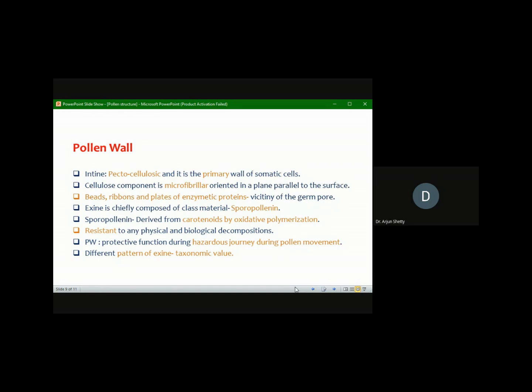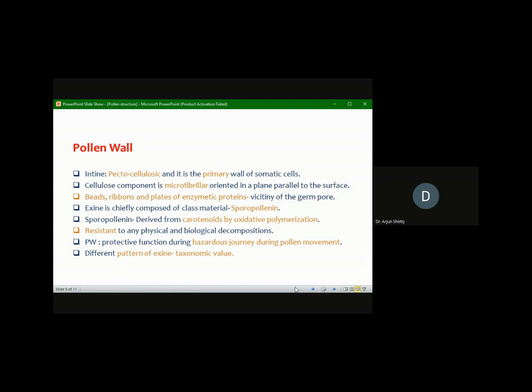Now the cellulosic component, the microfibrillar structure, I think we have already discussed in the theory class or online class on anatomy, the cell wall, from cellulose, from microfibrils.